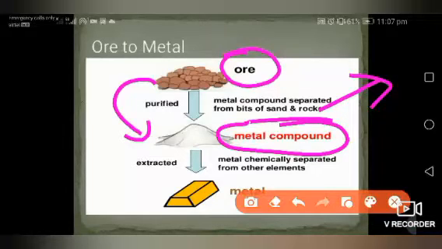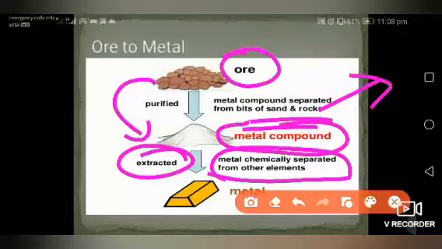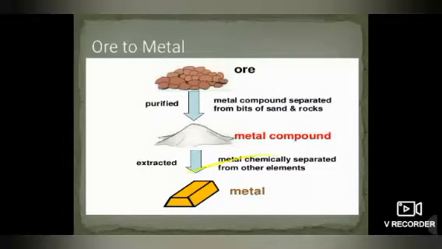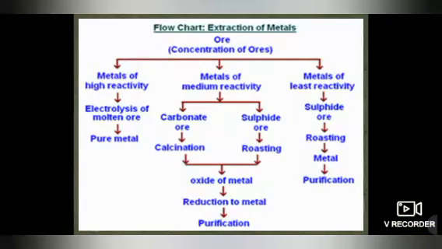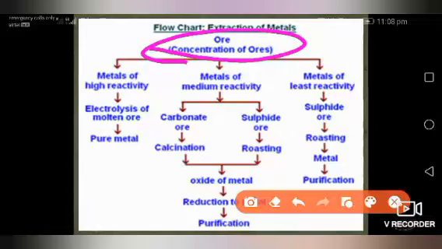It is not only a single metal, there can be the ore of metal. So from there the ore of metal can be extracted and the metal chemically separated from other elements, and we will get pure metal. Okay, so this is the flow chart of extraction of metal, dear students. Basically, if we have knowledge of concentration of ore, there are three types of ore: metal of high reactivity, metal of medium reactivity, metal of low reactivity.